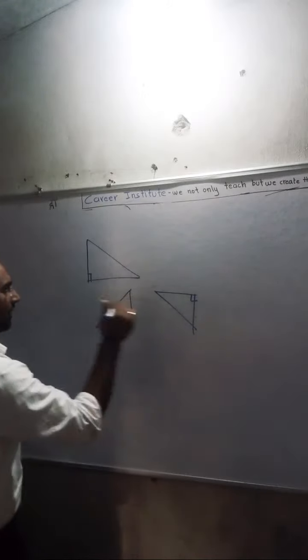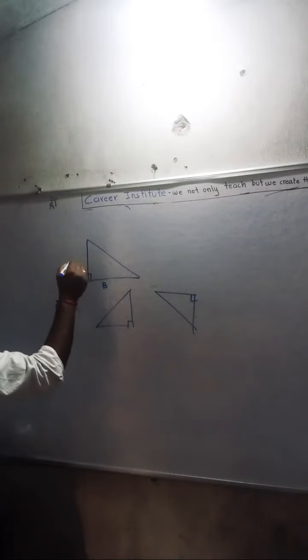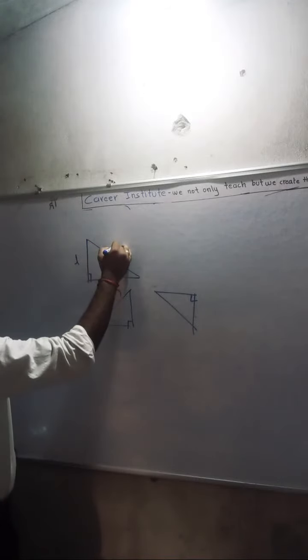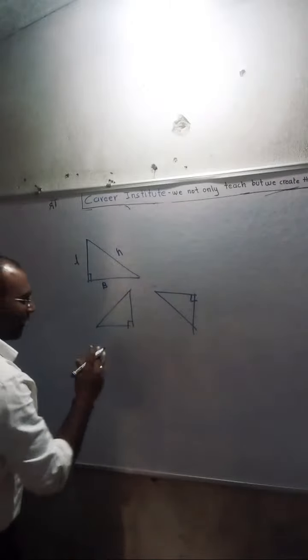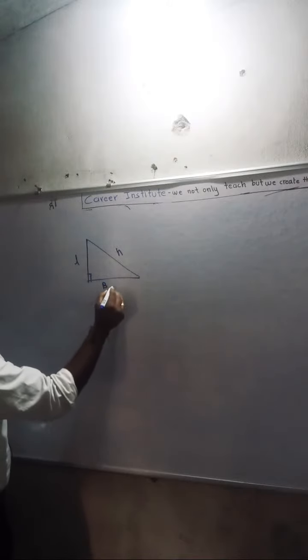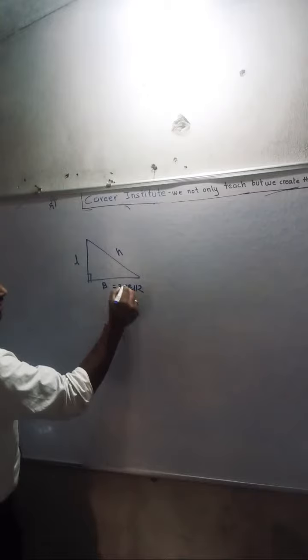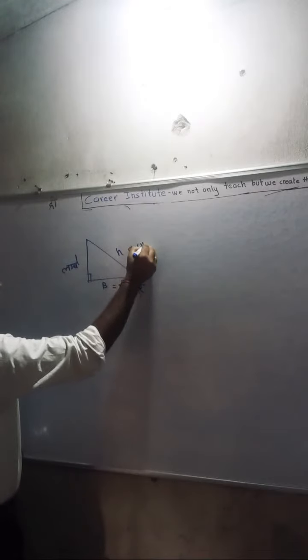This one is called base. This one can be called perpendicular, and this one is hypotenuse. So what I told you, we have to remember some Hindi meanings. Base means Aadhar. This one means Lamb. And this one is Karn.